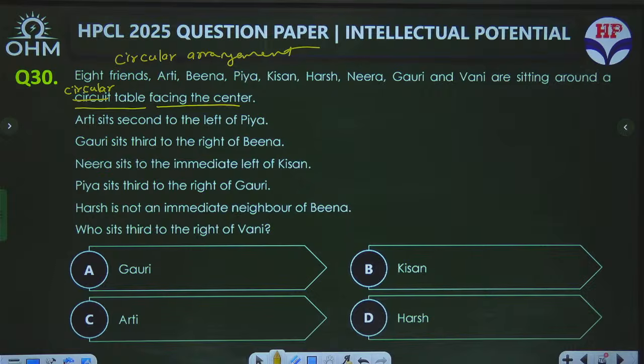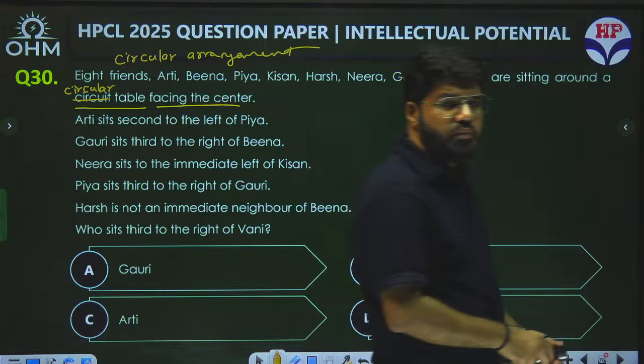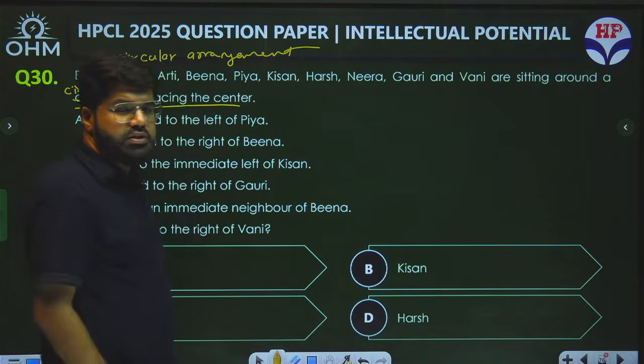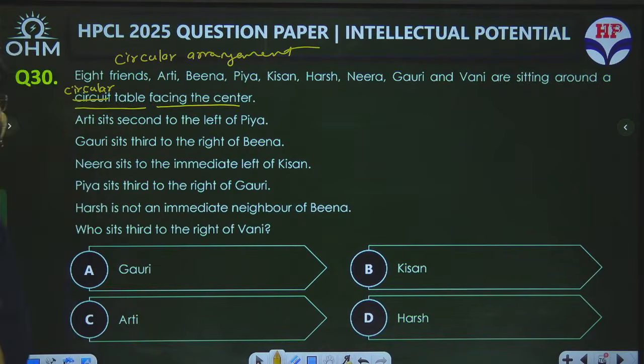Okay, yeah, let's do it. Yes, Srivatsa, correct answer for the previous was H. Now let's read this. 8 friends.